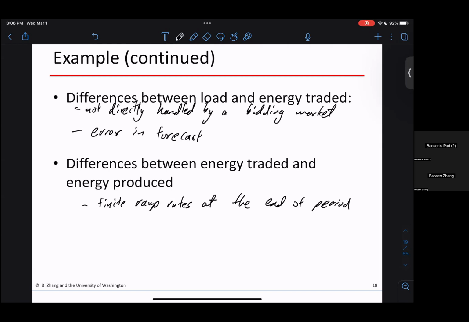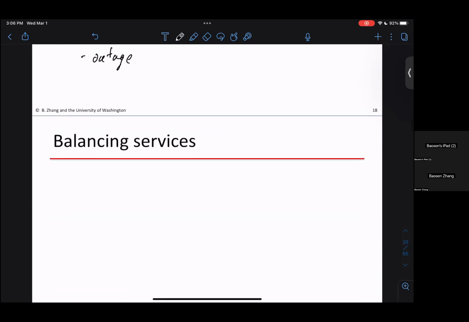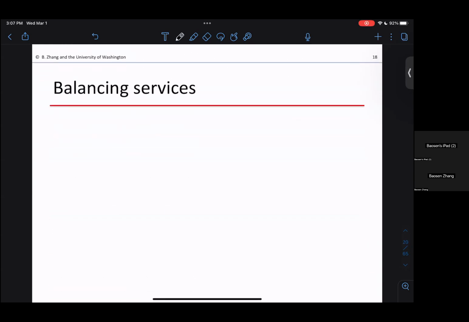And so we trade hour to hour, but between 2 hours there's a step change, but it takes you some time to ramp. So that's one thing you will see. And then another thing you'll see is something like an outage, right? So an outage will create a large imbalance. And balancing services, basically, these are the services you contract people to provide.